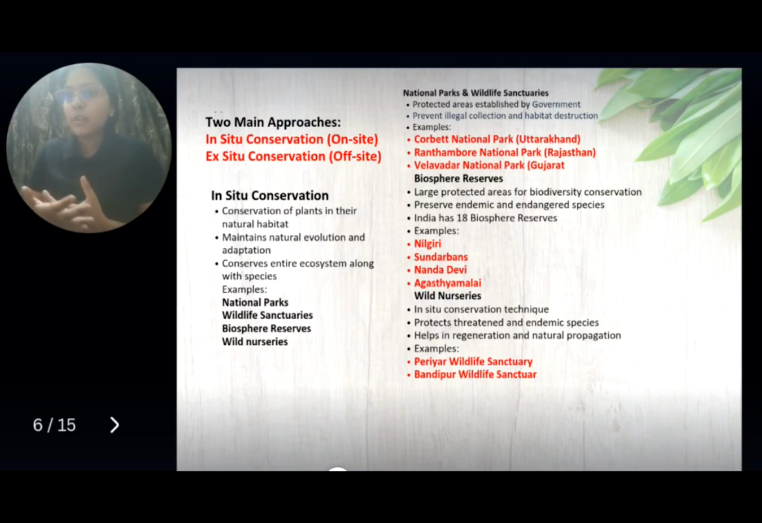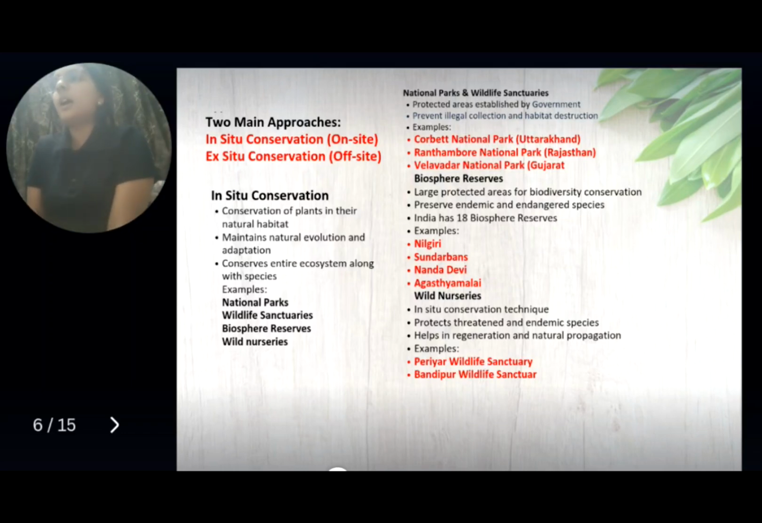And what are the examples present in India? National parks, wildlife sanctuaries, biosphere reserves, wild nurseries. Next we will look at all the examples one by one, like national parks and wildlife sanctuaries. These are protected areas established by the government to prevent illegal collection and habitat destruction. For example, Corbett National Park, Uttarakhand, Ranthambore National Park in Rajasthan, Velavadar National Park in Gujarat.